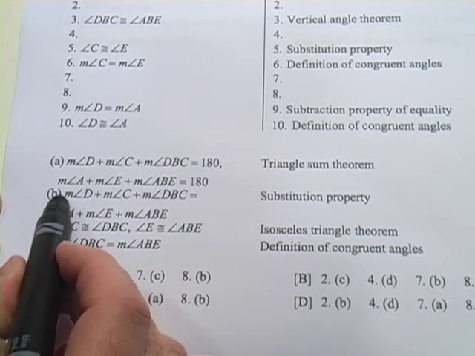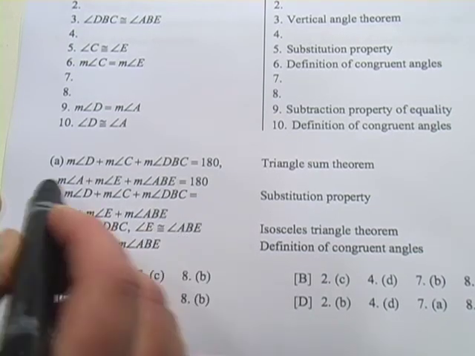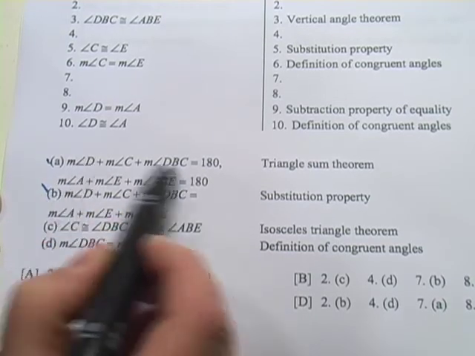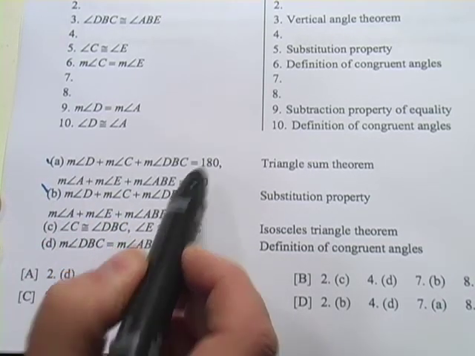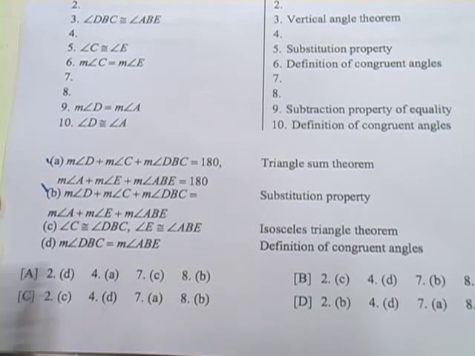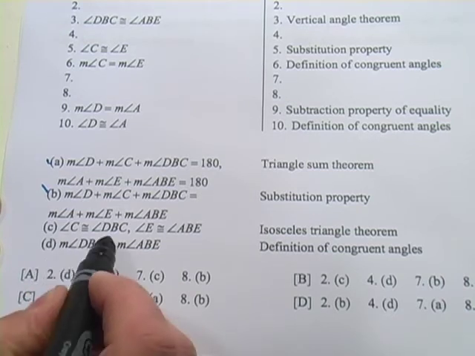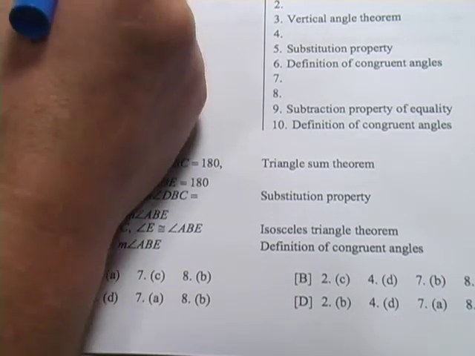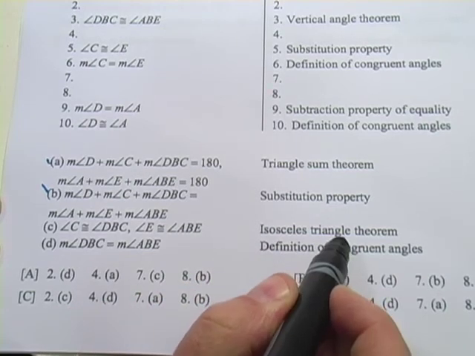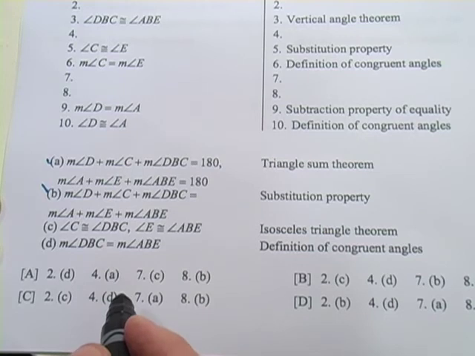And then we've got almost the same thing, except they're being set equal to each other. So it looks like B would follow A. If you say one triangle's angles equal 180, the other equals 180, then you can say that they equal each other. C says angle C is congruent with DBC, and those are the base angles. So that's the idea. You get this from the isosceles triangle theorem. And then they say the same for the other one, that the base angles have the same measure.